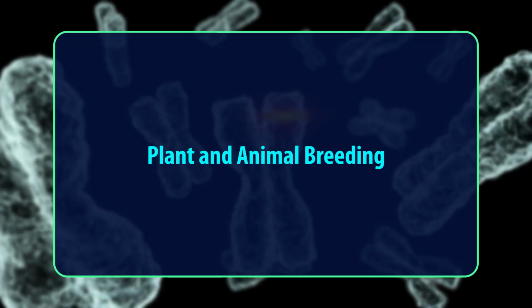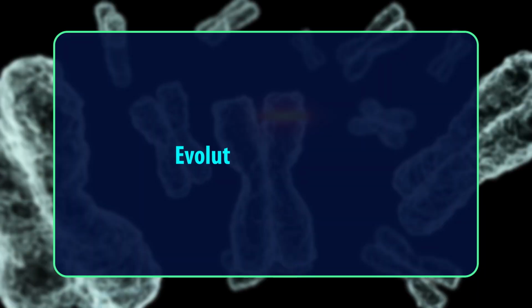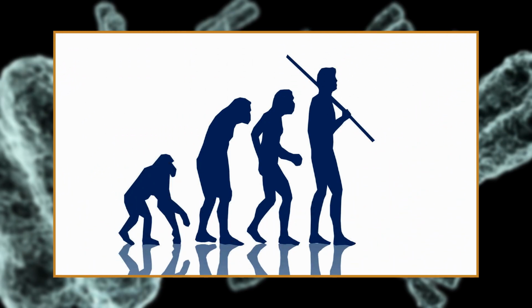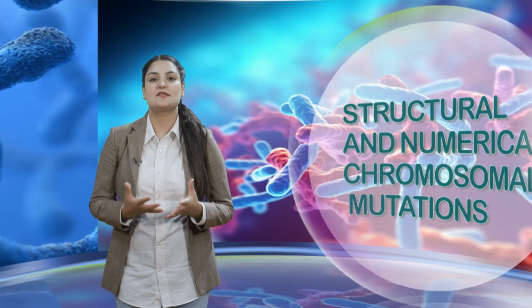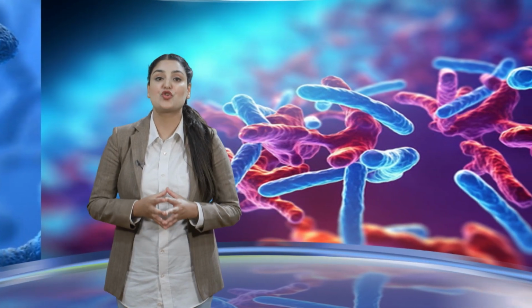Plant and animal breeding is the third one. Chromosomal mutations are useful in improving plants and animals. They help breeders develop new varieties with better traits, such as higher yield, disease resistance, or faster growth. Last but not the least is evolutionary studies. These mutations are important in the study of evolution. They help scientists understand how the structure and number of chromosomes have changed over time in different species.